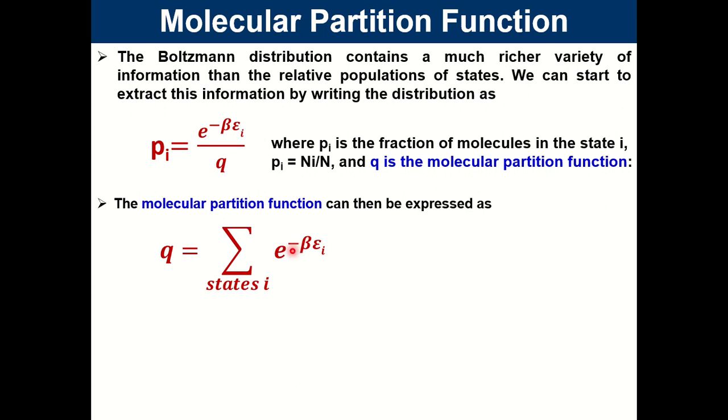This is the decaying function, which is represented by this term, minus beta epsilon. This is the exponential term over here. We are getting this from the Boltzmann expression for population, which has been written in a different way, and the summation part is now our denominator. So Ni by N, which is pi, is written in a different way like this, and this denominator we are now terming the molecular partition function.